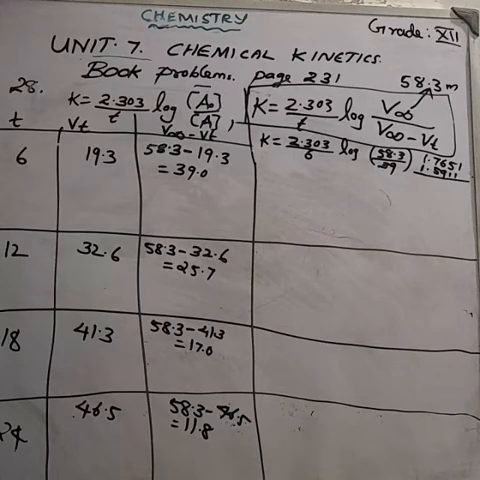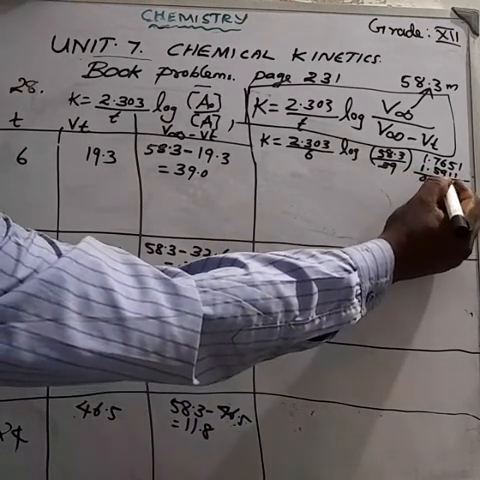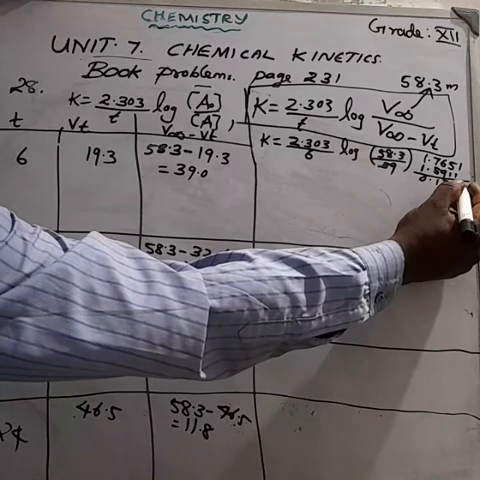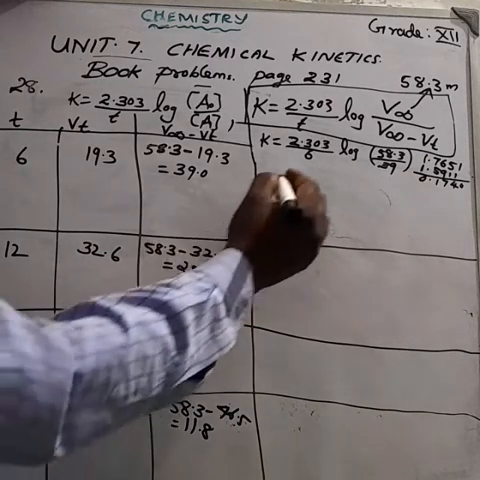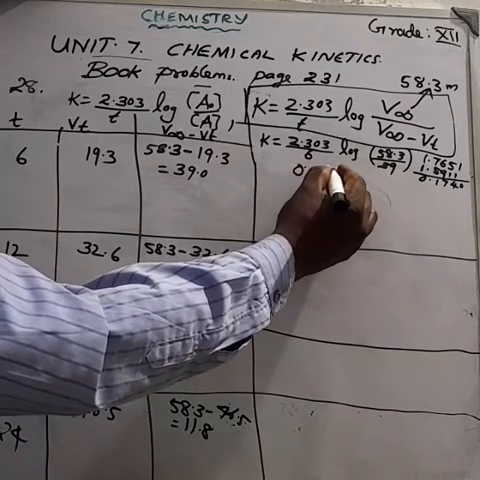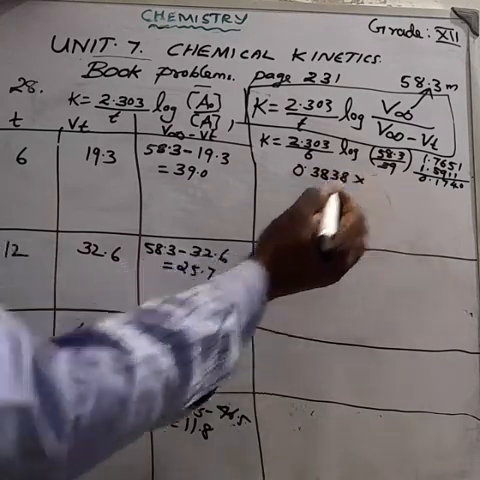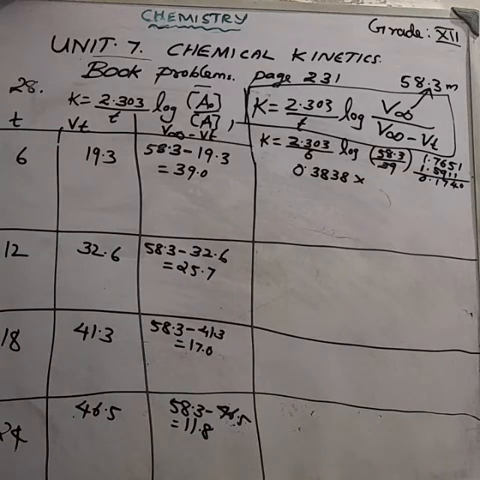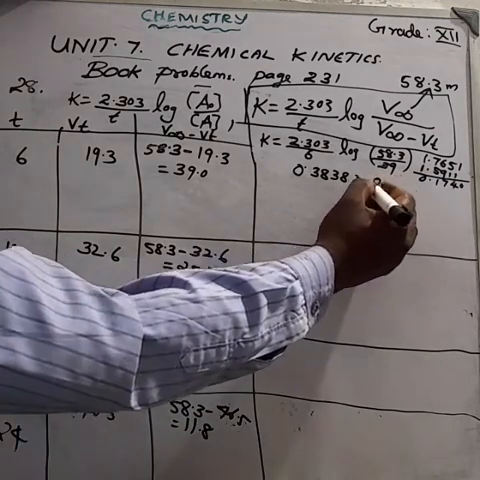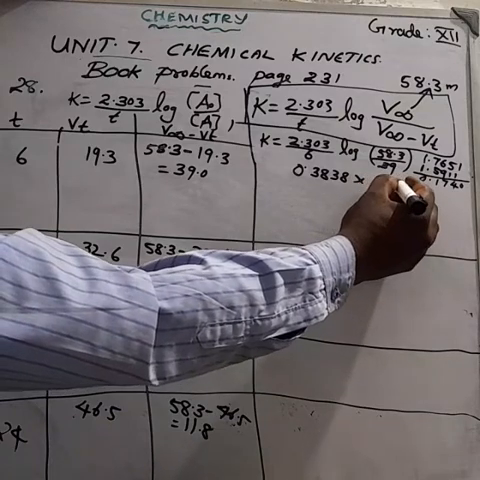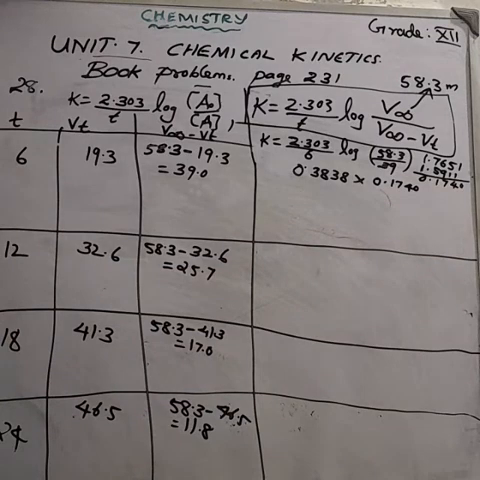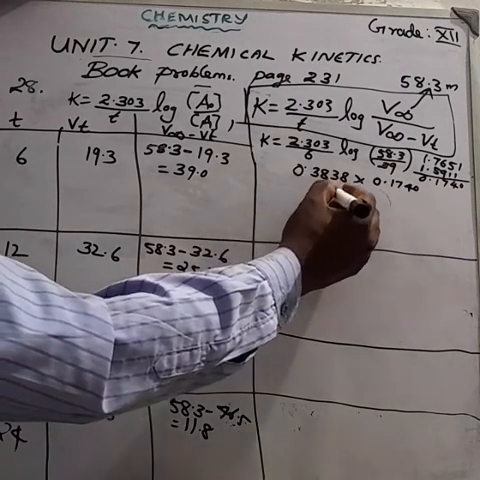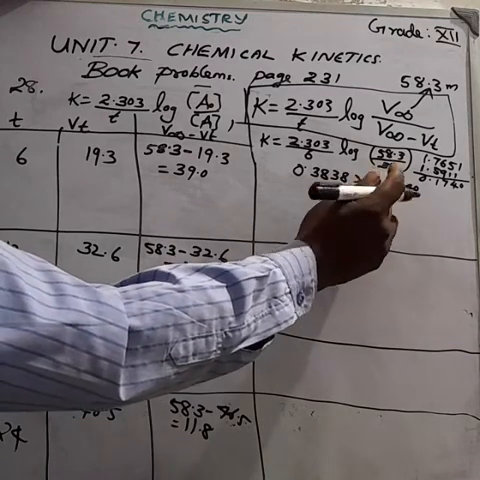So I get the value 0.1746. And 2.303 divided by 6 gives 0.3838. Am I right? Now I multiply the two values, 0.3838 into 0.1746, and we get 0.0670 minute inverse. This is for 6 minutes.